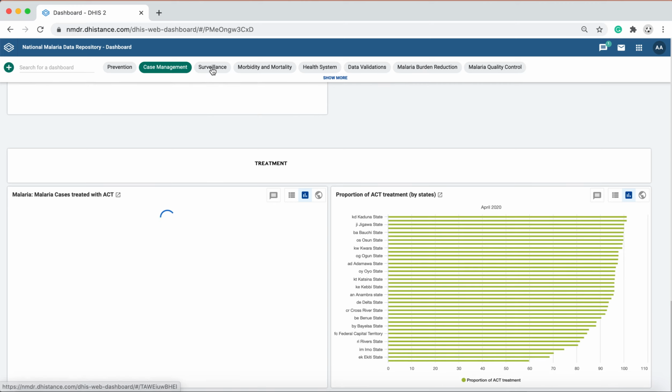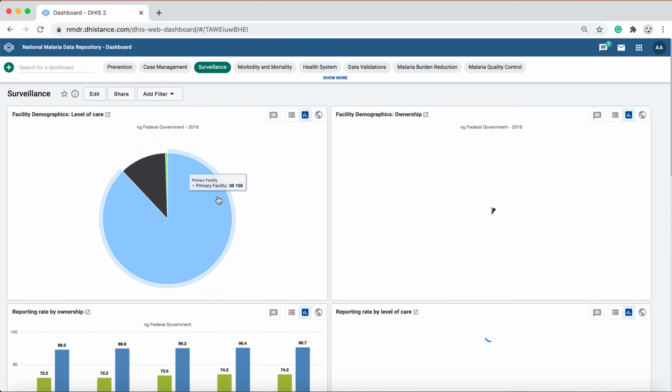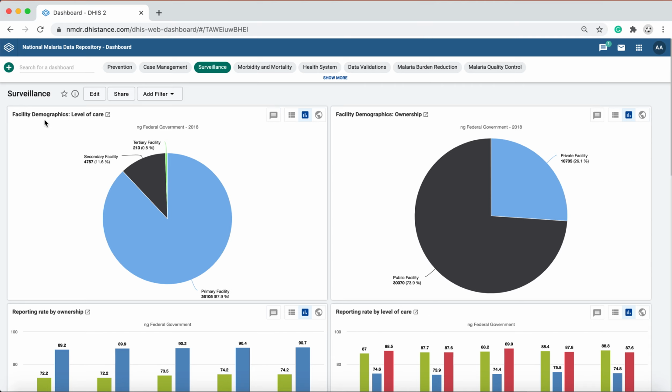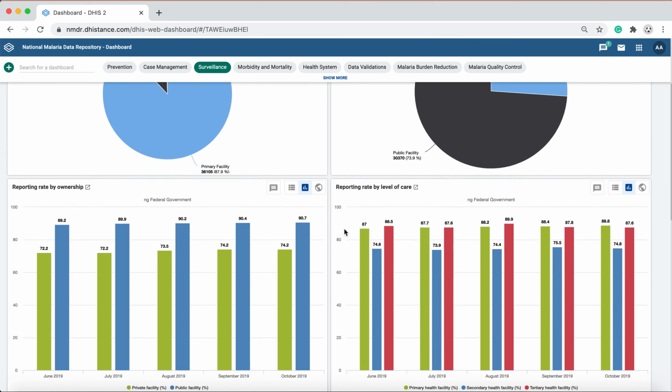So moving into the next chart, we're moving to surveillance, and you would see that, as I presented earlier on, this is demography, level of care displayed by secondary, primary, and tertiary. The primary facilities constitute about 88% compared to secondary facilities 11%, and then tertiary about 0.5%. And by ownership, you could see public constituting about 74%, while the private about 26%.